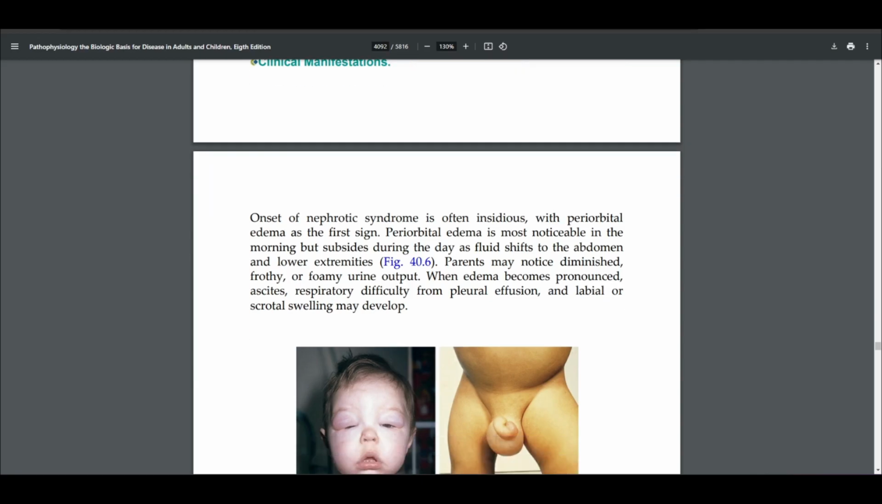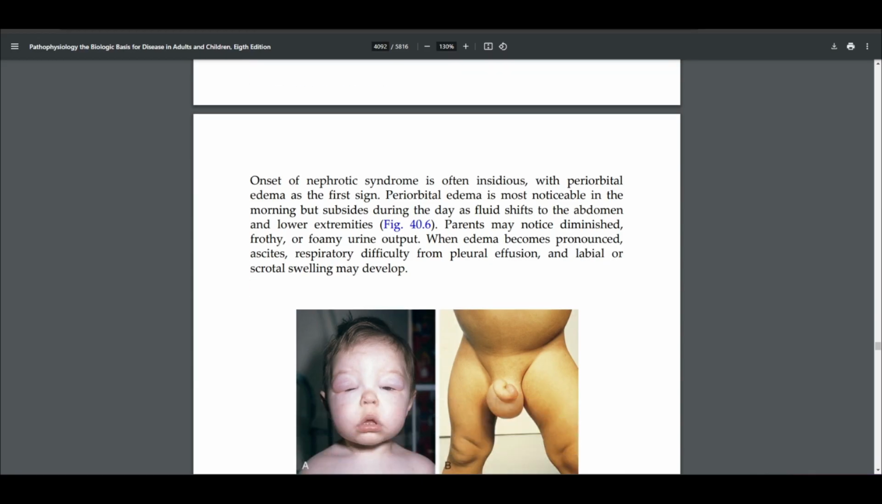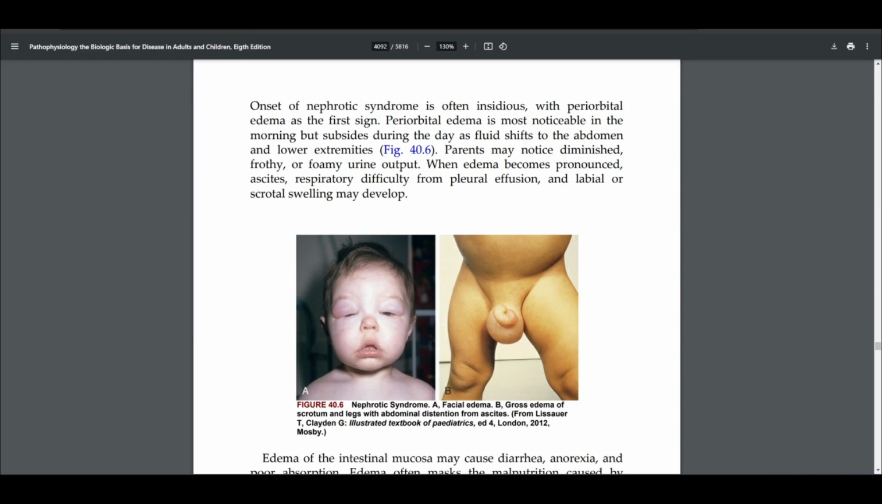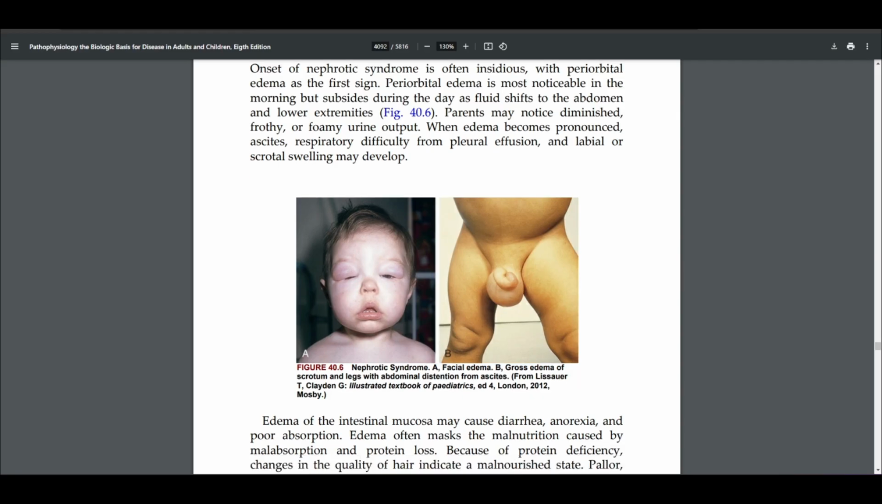So what kind of clinical manifestations do you see? The onset of nephrotic syndrome is often insidious, with periorbital edema as the first sign. Periorbital edema is most noticeable in the morning, but subsides during the day as fluid shifts to the abdomen and lower extremities. Parents may notice diminished frothy or foamy urine output. When edema becomes pronounced, ascites, respiratory difficulties from pleural effusion, and labial or scrotal swelling may develop.